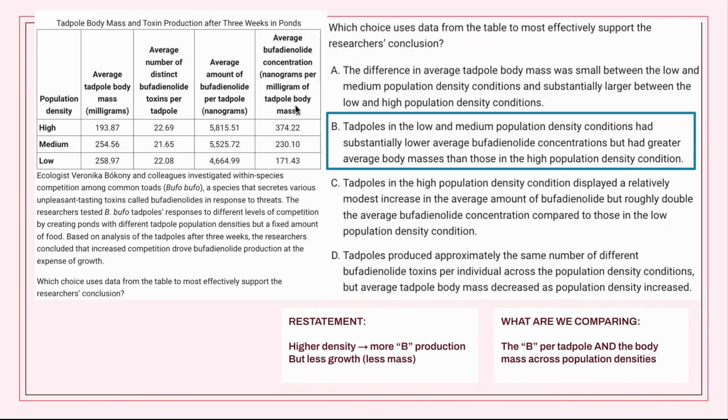That leaves B as the clearest answer. It addresses how much bee stuff they're making and also the body mass and compares it across all three population densities.